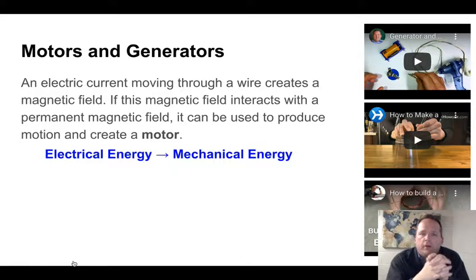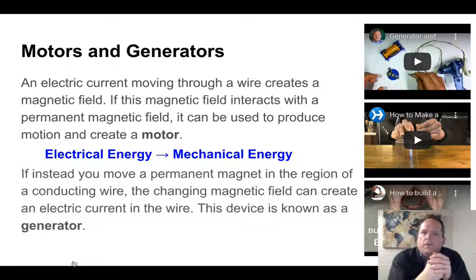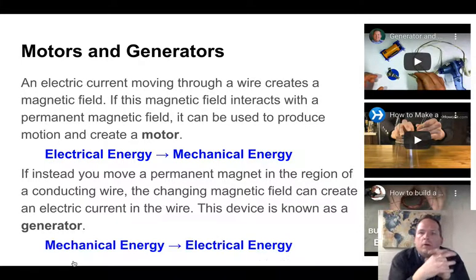So a motor is a device that converts electrical energy into mechanical energy. The reverse is if you instead take a permanent magnet and you move it in the region of a conducting wire, the changing magnetic field from that moving magnet is going to induce electric current in the wire, and that electric current then is used to power various devices, and this device would be known as a generator when you're taking mechanical motion and converting it into electrical energy.